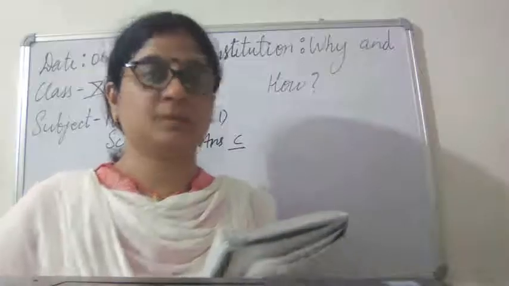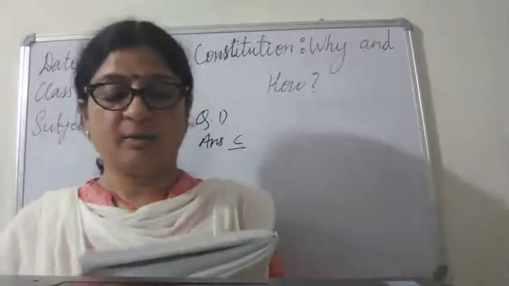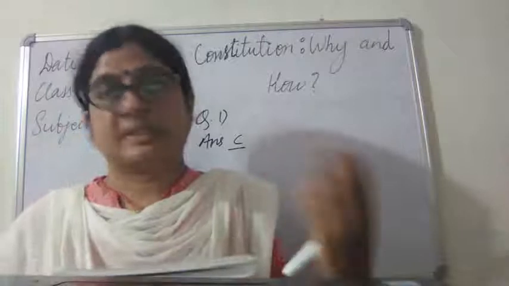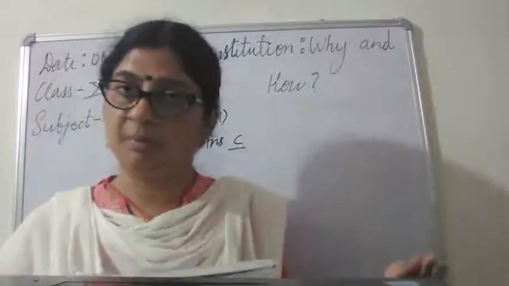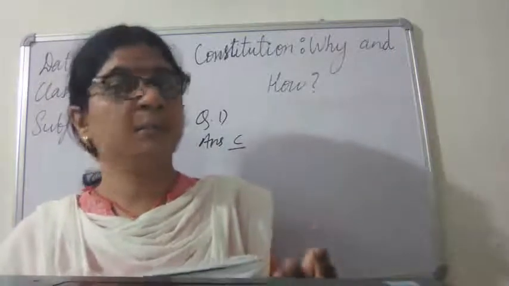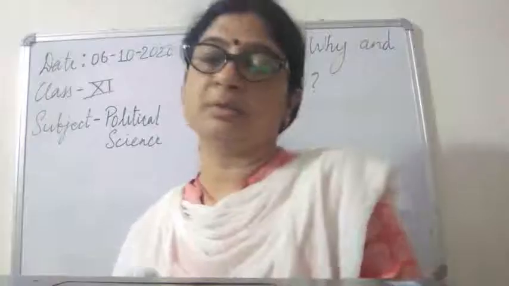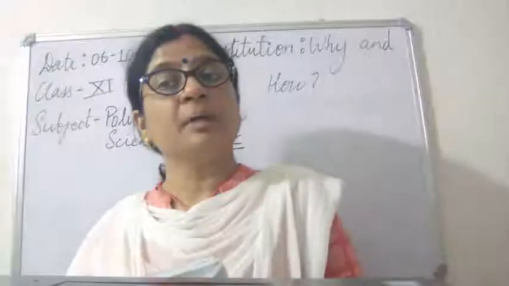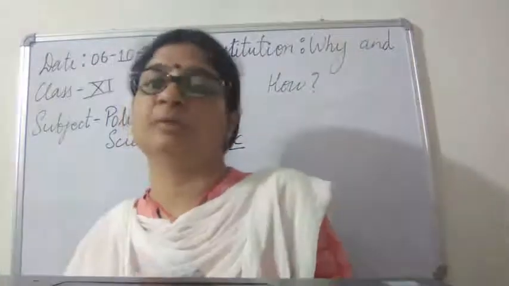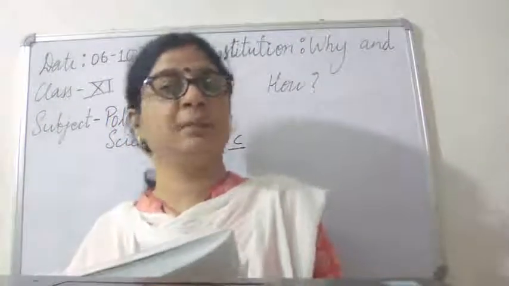Now the third option is the Constitution specifies how Parliament is to be formed and what its powers are. How the Parliament will be formed, what the powers of the Parliament will be, all these are decided by the Constitution. As we have seen, one of the most important functions of the Constitution is to specify how the government will be formed and what the powers of the different organs of the government will be. So the formation of Parliament, the powers of Parliament, everything is decided by the Constitution.